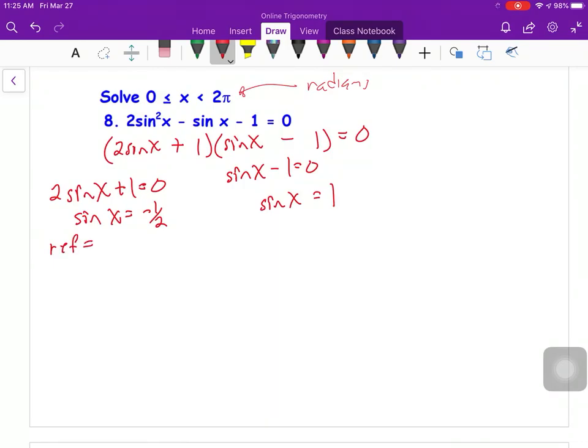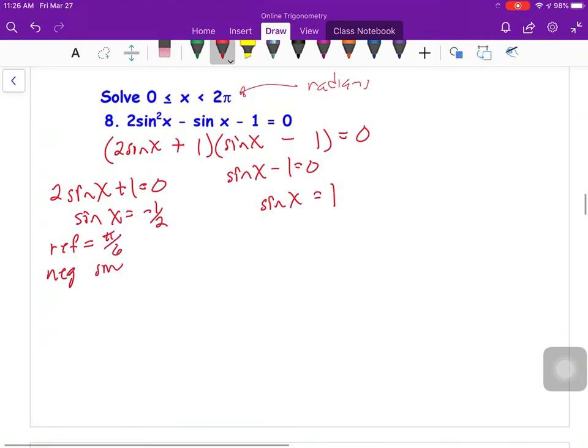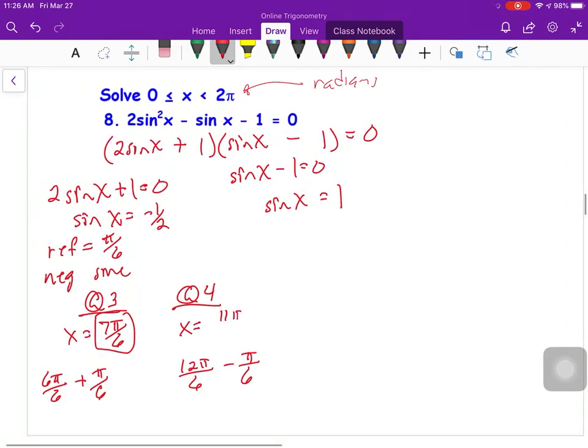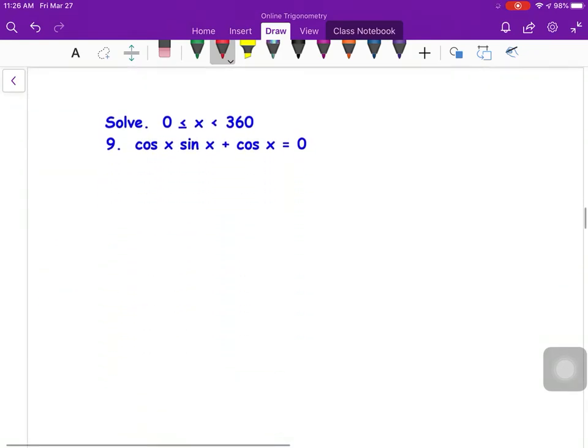The left one has a reference angle. Well, the sine would be equal to 1/2 for 30 degrees, which is pi over 6 in radians. We have a negative sign, which tells me we're in quadrant 3 and quadrant 4. In quadrant 3, we would take a full pi, which is 6 pi over 6, and we'd add another pi over 6, so I end up with 7 pi over 6. In quadrant 4, we would take 2 full pi's, which is 12 pi over 6, and we would subtract 1 pi over 6. So in quadrant 4, I get 11 pi over 6. Take a look at that one, pause it if you need to.